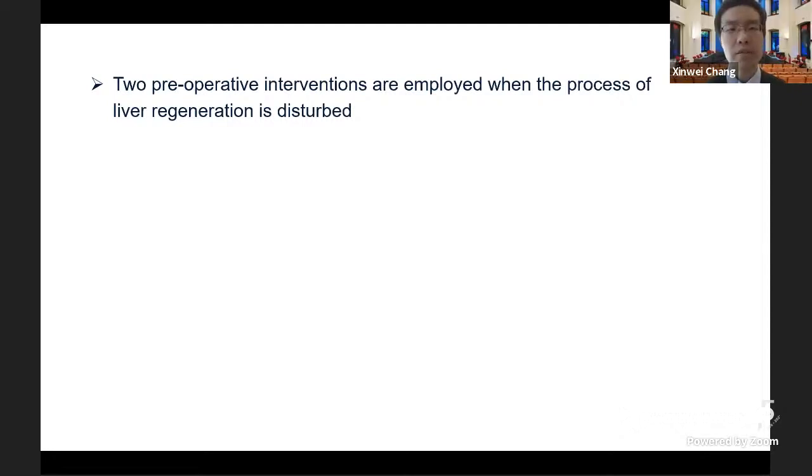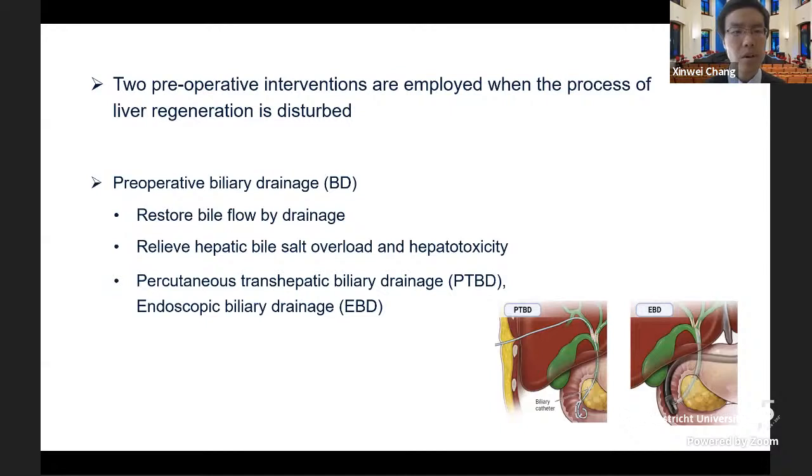There are two preoperative interventions that are employed when the process of liver regeneration is disturbed by the toxic effects of bile salt accumulation and insufficient future liver remnant volume. Preoperative bile drainage is one procedure. The bile drainage can restore the bile flow, relieve the hepatic bile salt overload, and decrease the hepatotoxicity. Percutaneous transhepatic bile drainage and endoscopic bile drainage are the two main methods for the drainage.